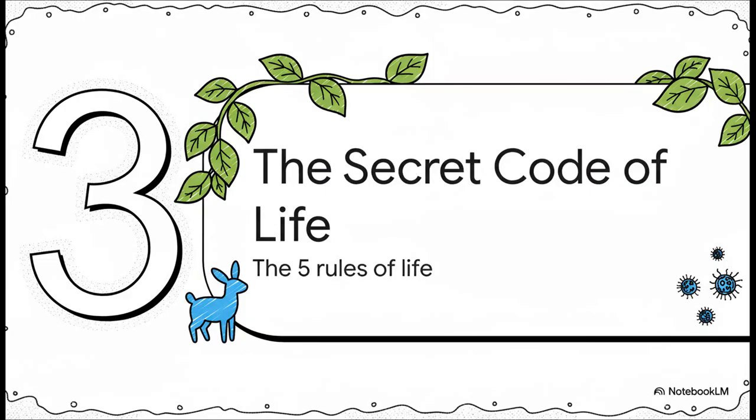Now, here's where it gets really interesting. It doesn't matter if you're a giant sequoia tree, a lion, or a single-celled amoeba. You're all playing by the exact same set of rules. It's like a secret biological code that defines what it even means to be alive. Now, sure, scientists love to argue about the weird edge cases, like viruses, which kind of break the rules because they can't reproduce on their own. But for pretty much everything else, this code is law.